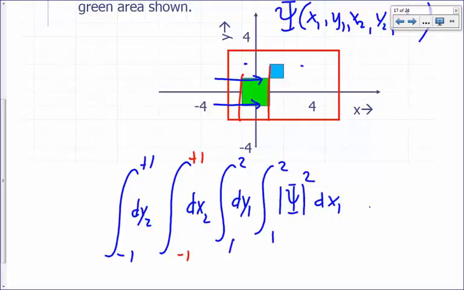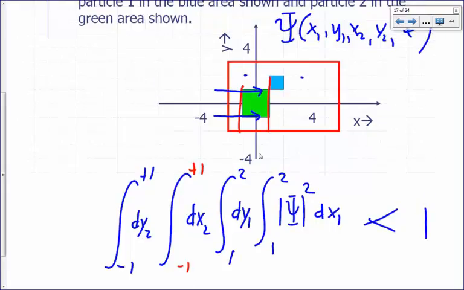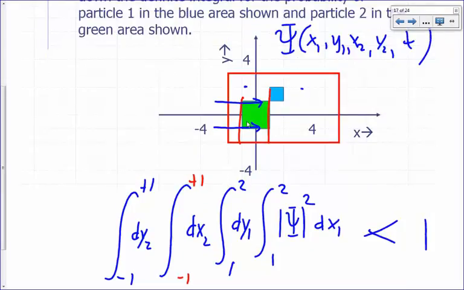And again, you would expect that number to be less than 1, because it's not certain that if you find one particle here, you'll find particle 1 in the blue box and particle number 2 in the green box. That's not for certain. For certain, they're both somewhere in the entire box.